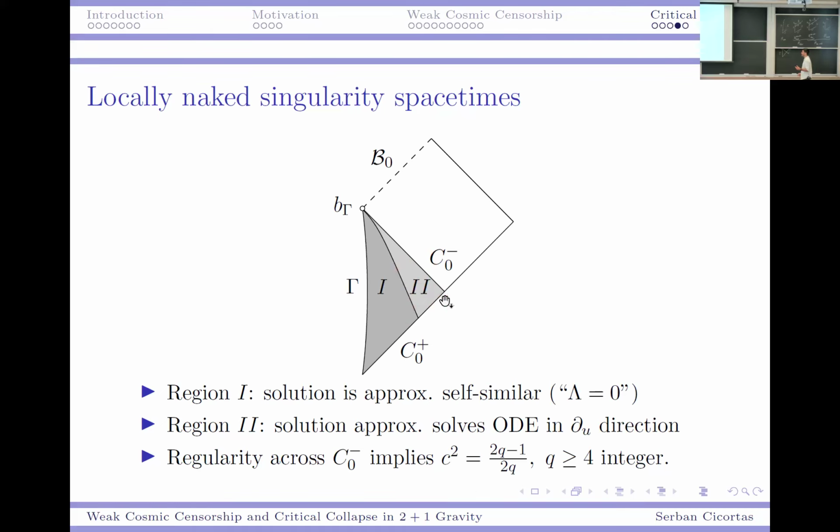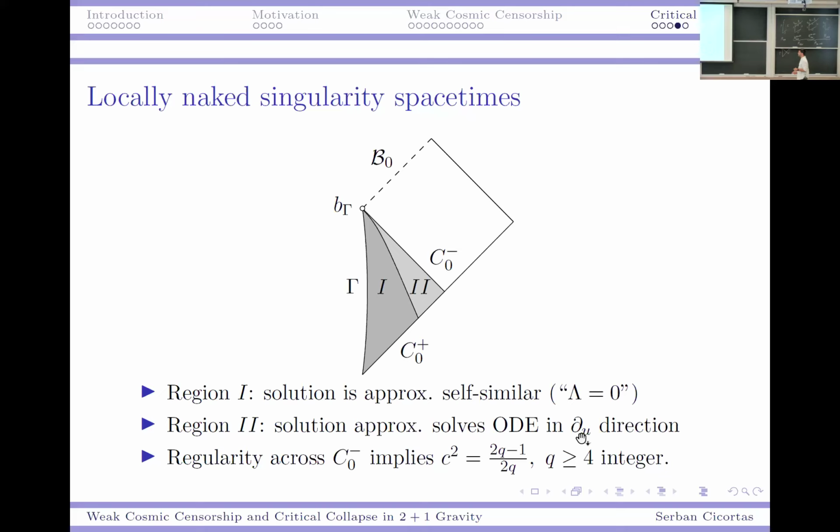And now something very interesting happens: to actually be regular across C0 minus, up to this point, my C was a constant which was anything between 0 and 1. But now for regularity purposes, you have to restrict to a discrete set of values. So precisely what we get is that C squared has to be (2q minus 1) divided by 2q, where q is an integer that's at least 4. You need that for regularity. And this is why q will be a discrete thing.